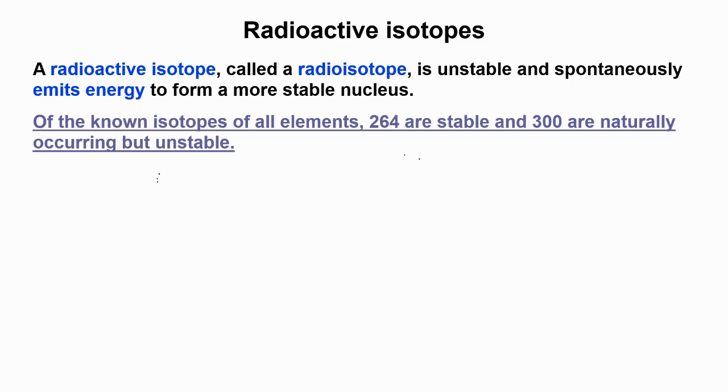So you do not have to remember this. This is just like a side fact. Of the known isotopes of all elements, 264 are stable and 300 are naturally occurring but unstable. So you do not have to know that. I think that's just interesting.